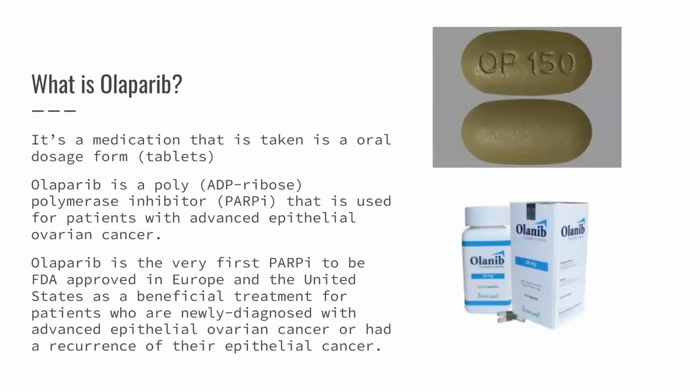So what is Olaparib? Well, it's a medication that is taken orally in tablet form. Olaparib is a poly ADP-ribose polymerase inhibitor. This form of treatment is used for patients with advanced epithelial ovarian cancer. Therefore, it is a treatment to help patients with the most common type of ovarian cancer, which is epithelial ovarian cancer. There is no new information about Olaparib helping stromal or germ cell ovarian cancer yet.